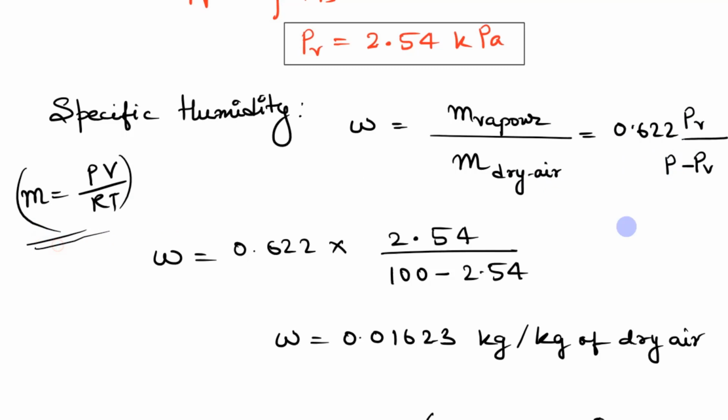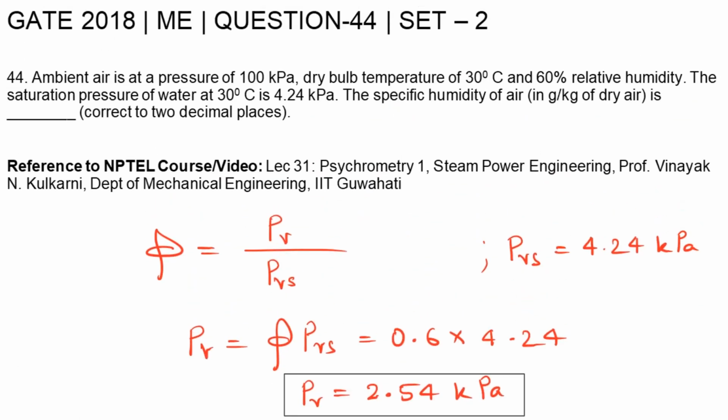Now let's go back to the problem and fill in the blank. So the specific humidity of air is 16.23 gram per kilogram of dry air, and that is corrected to 2 decimal places.